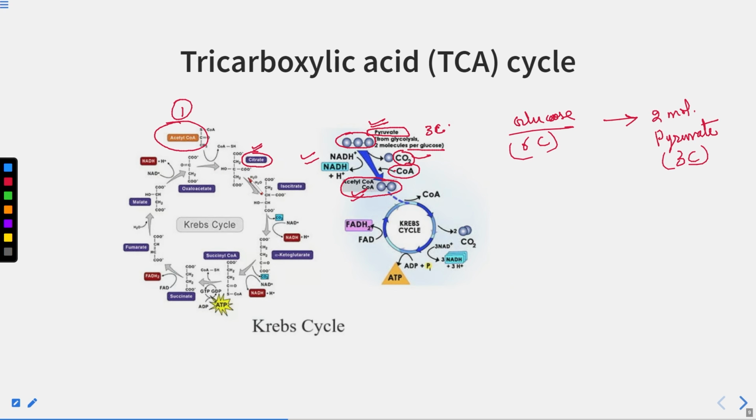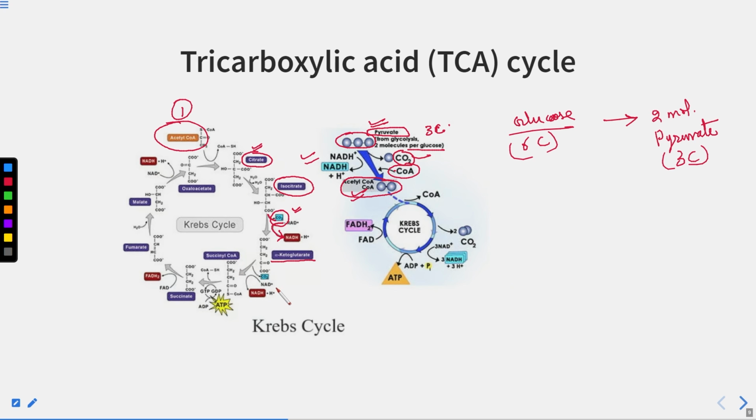So the first compound is citrate. And here it will isomerize to form isocitrate. Now again there is a decarboxylation reaction. 1 loss of carbon dioxide is here, and we will have 1 more NADH2 formation. And then here we will form alpha ketoglutarate, or alpha ketoglutaric acid.